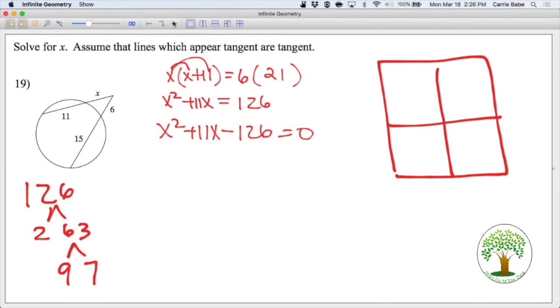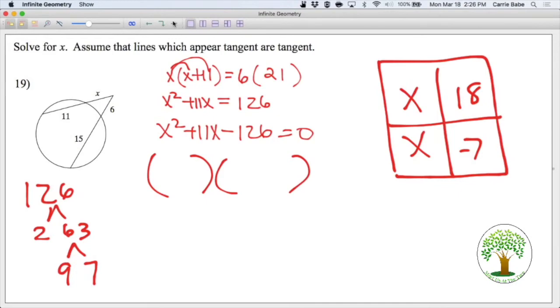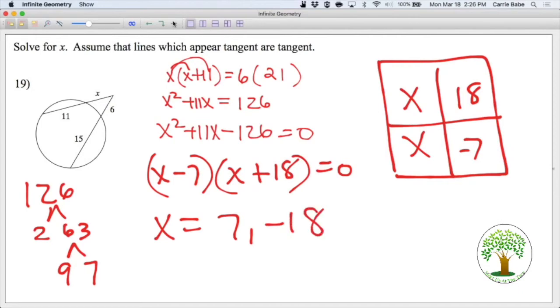Okay, so is it going to be x and x here, and 18 and 7? Which one's negative? Negative 7. X minus 7 and x plus 18. Don't forget your equals 0. X equals what? Positive 7 and negative 18, correct? But we're only going to do the 7 because it doesn't make sense to have a negative value. So the answer is just going to be x equals 7.